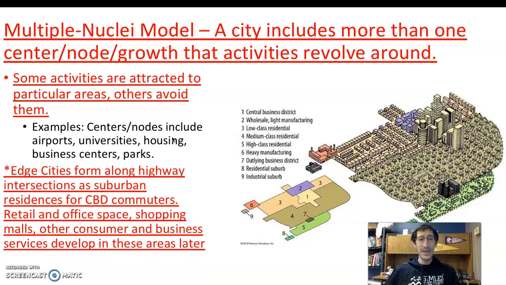Okay. Then alongside the multiple nuclei model, within this concept, we get the idea of what we call edge cities. An edge city forms along highway intersections as suburban residences for people who used to commute, or still do, towards the central business district. Because over time, people could commute and work downtown and get their fun activities every now and then, but they didn't want to live in the central business district. They wanted their big house with a lawn and a lot of space. They would be further away on those transportation routes along I-94, 494, 35W.